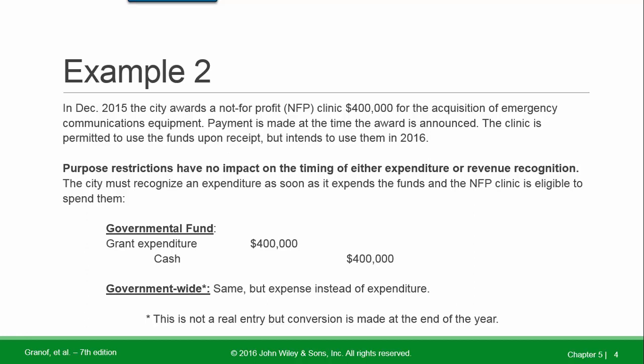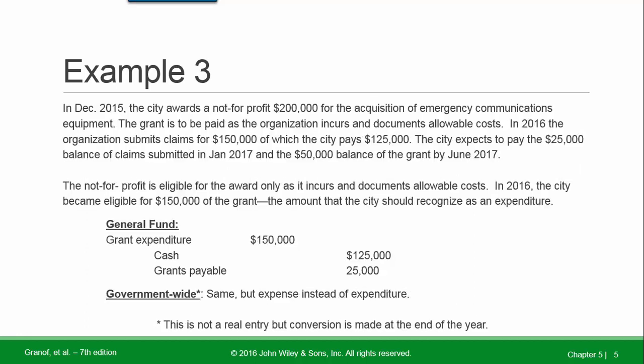The city must recognize an expenditure as soon as it expends the funds and the not-for-profit clinic is eligible to spend them. So in the governmental fund, debit grant expenditure, credit cash. Government-wide, the same treatment, but use expense instead of expenditure. Always remember that government-wide is not a real entry, simply a conversion at the end of the period to convert from modified accrual to full accrual.